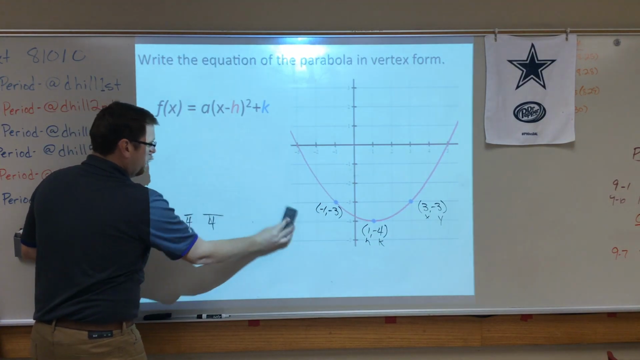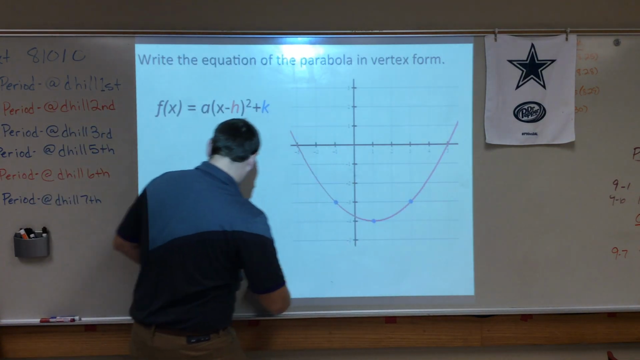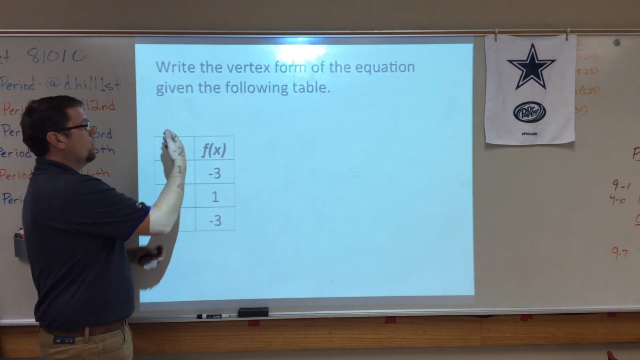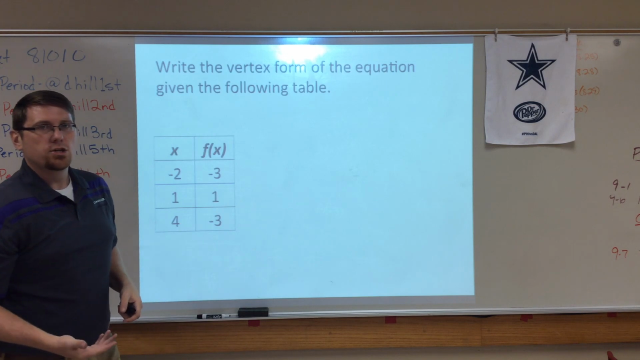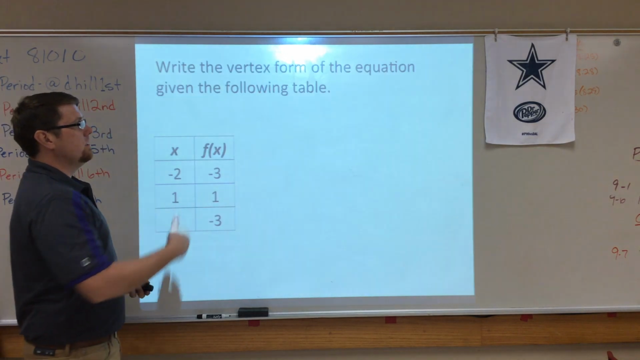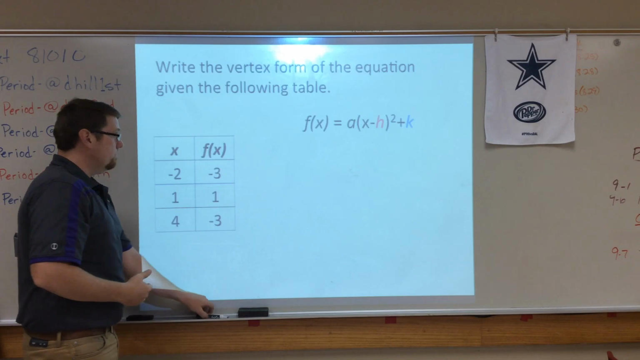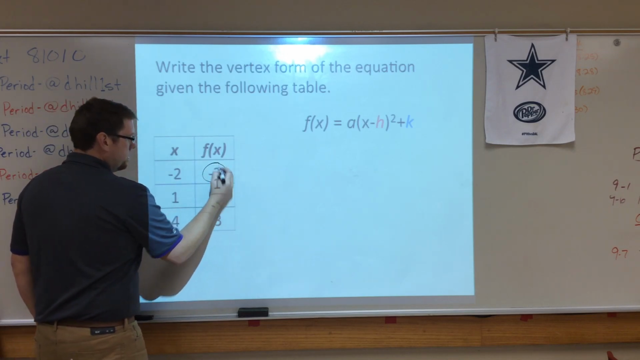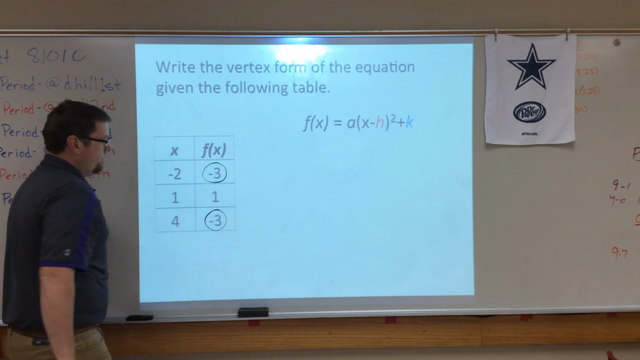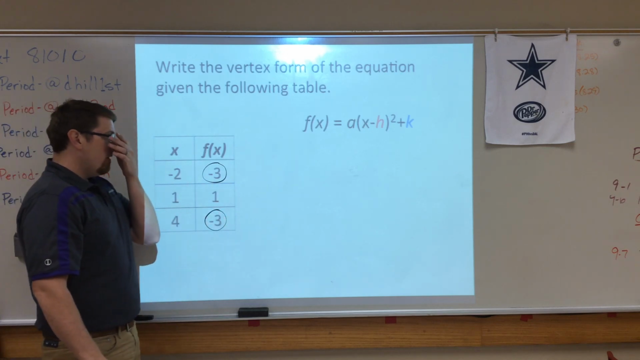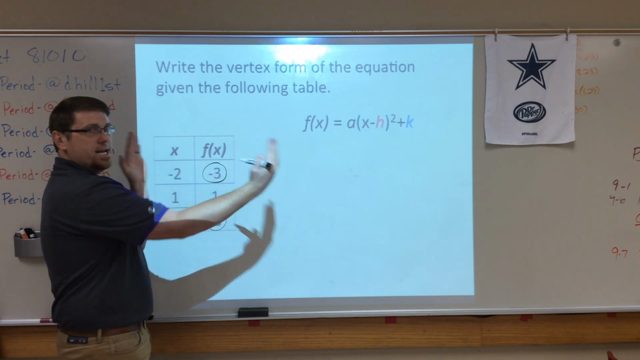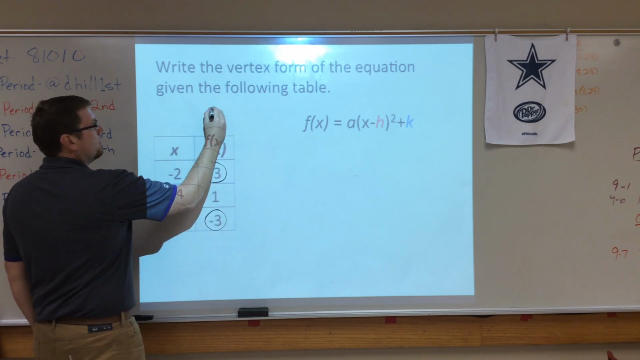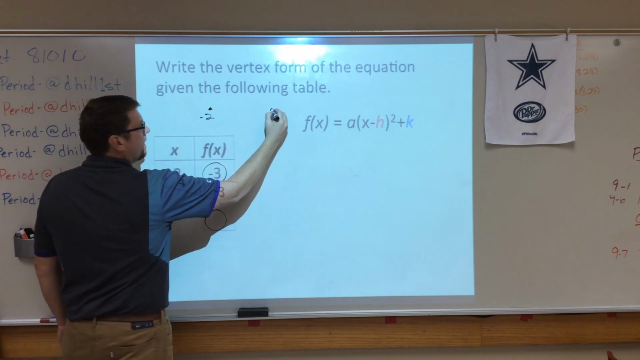All right, we're going to look at one more example. In this example, we don't have a graph, and we're not told which one of these is our vertex. So we need to find out which one's our vertex to solve our problem. Now, first thing we should notice when we look at this is 2 of my y values are exactly the same. Now that tells me that these 2 coordinates are on either side of my vertex. And their x values are -2 and 4.